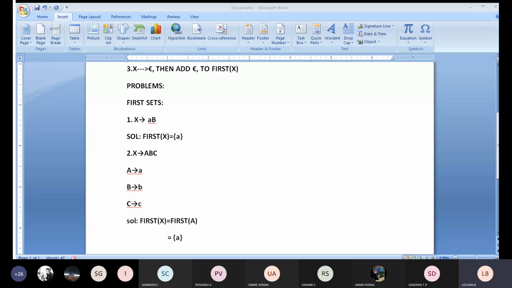Have you understood the first two problems, or shall I explain once again? We will solve a few more. I am talking with respect to the first and second. Any doubts you got? I want a response from your side. Rohan, shall I explain once again?